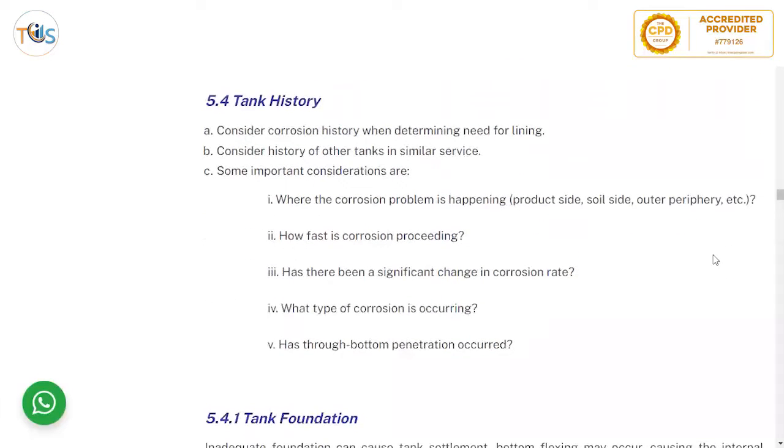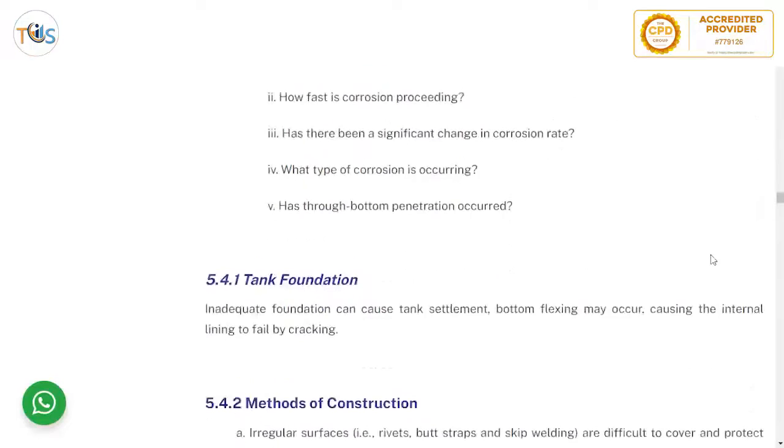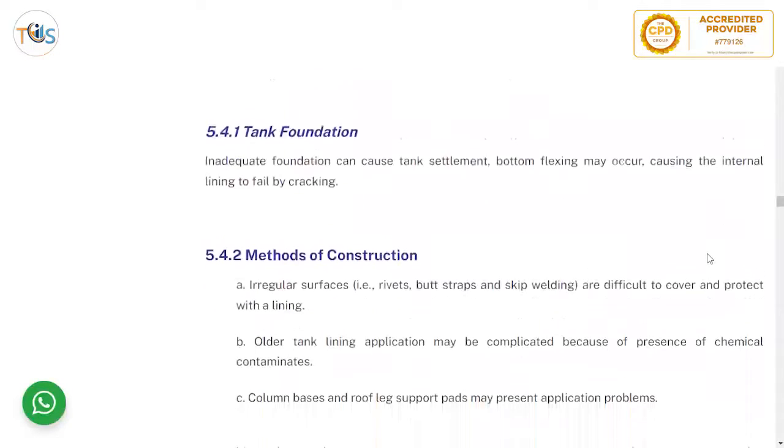Tank history. Consider corrosion history when determining the need for lining. Consider history of other tanks in similar service. Some important considerations are where the corrosion problem is happening: product side, soil side, outer periphery, etc. How fast is corrosion proceeding? Has there been a significant change in corrosion rate? What type of corrosion is occurring? Has true bottom penetration occurred, through the thickness of the bottom?